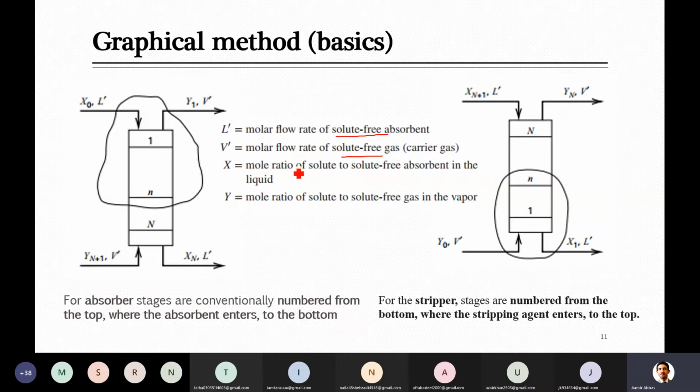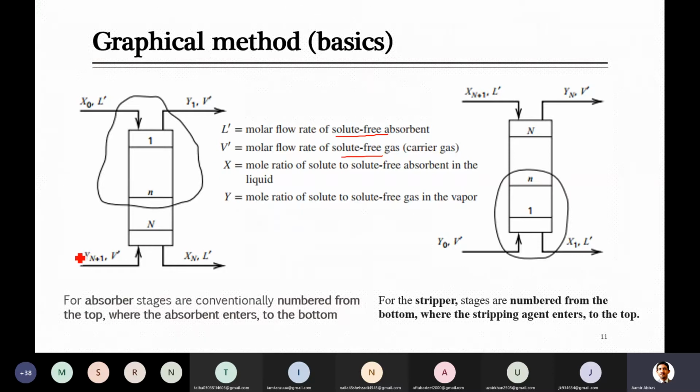So X capital is the mole ratio of solute to the solute free absorbent. We just have to take the moles of solute and take its ratio with the moles of the liquid, which was like here when we said molar flow rate of the solute free absorbent. So the amount of solute free absorbent and its ratio with the moles of solute, that is X capital. And Y capital is opposite to that, for the vapor stream. So this was for the liquid stream.